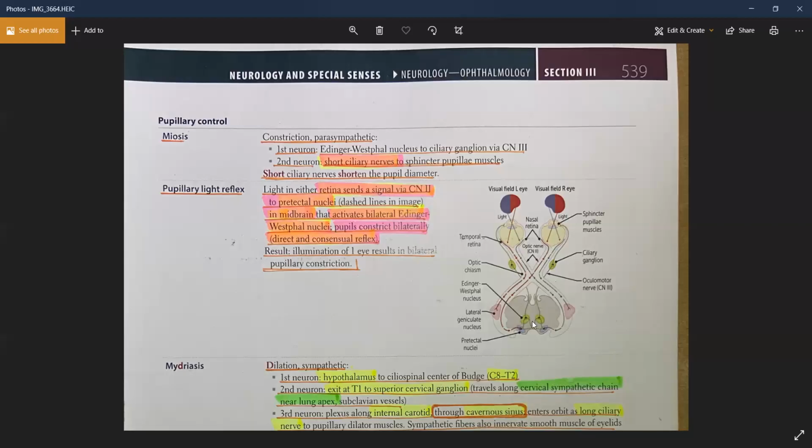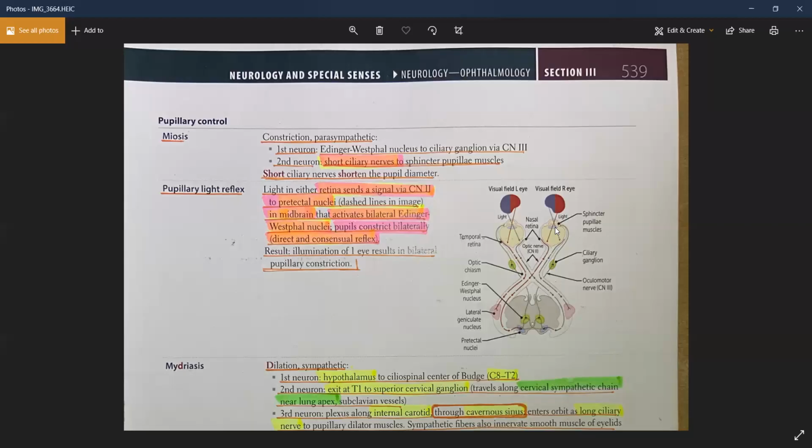So as you can see, you have this Edinger-Westphal nucleus, and from it originates the third cranial nerve. It will travel to the ciliary ganglion, and in the ciliary ganglion the short ciliary nerves will cause the constriction of the pupil. And that's how you will have a light reflex. Now, how does this whole light reflex work?